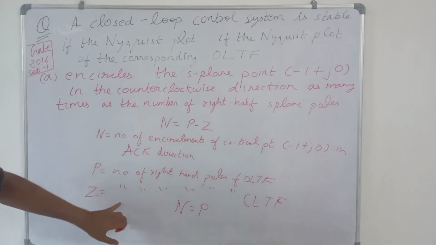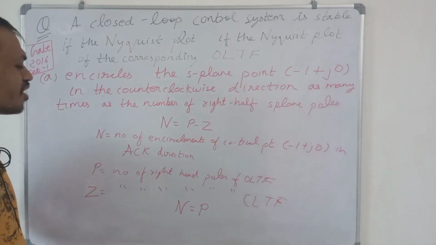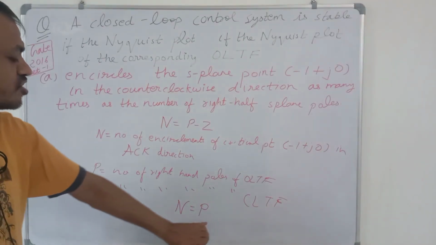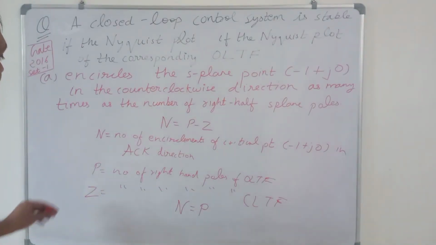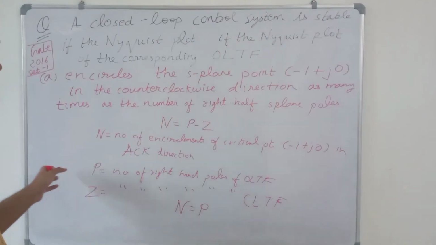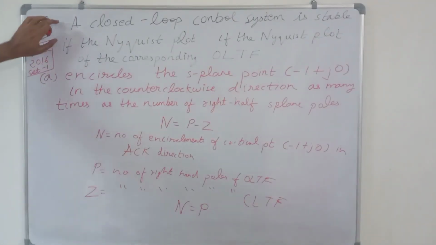For stability, Z must be equal to 0, because for stability there should not be any pole in the right hand side of the S plane. So N should be equal to P. It means that the number of encirclements of the critical point in the anti-clockwise direction must be equal to the number of right hand poles. So this was the question given.